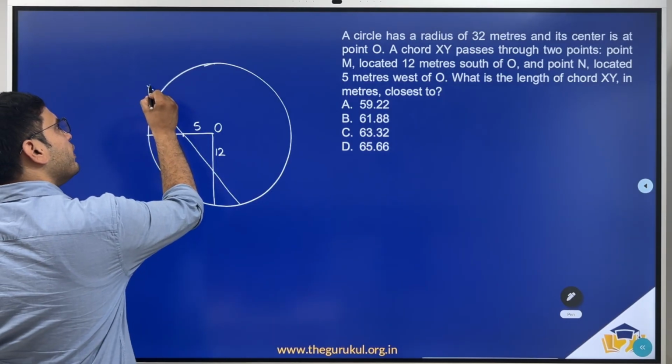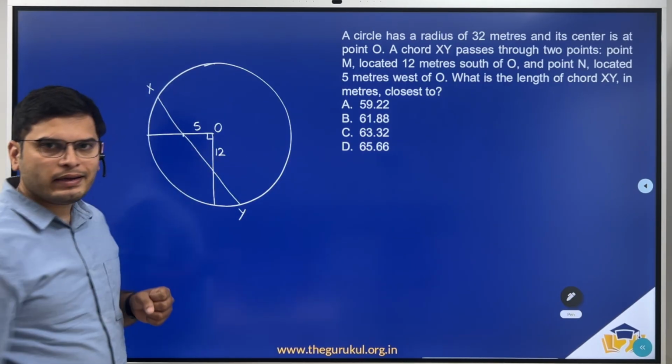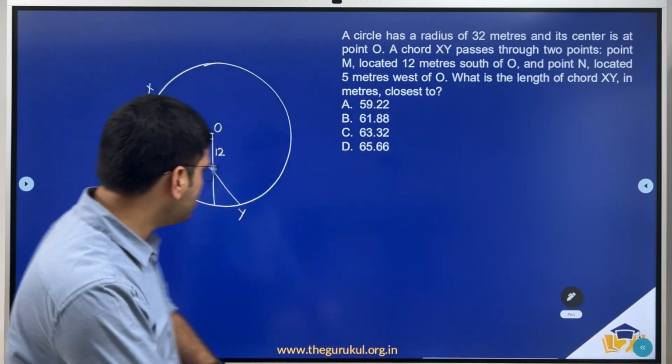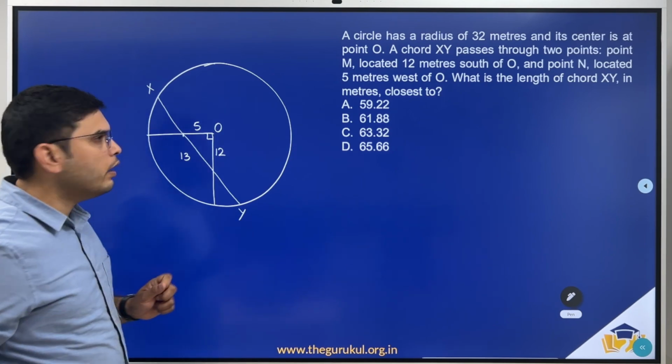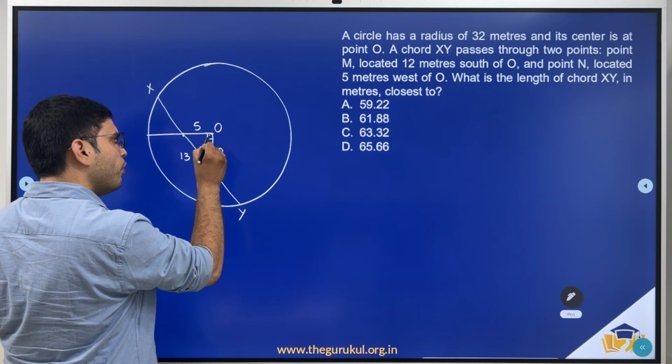Okay, so let this be X, let this be Y. And this is 90 degrees. The angle between any two adjacent directions is 90 degrees, right? So if this is 5, this is 12, this should be 13.